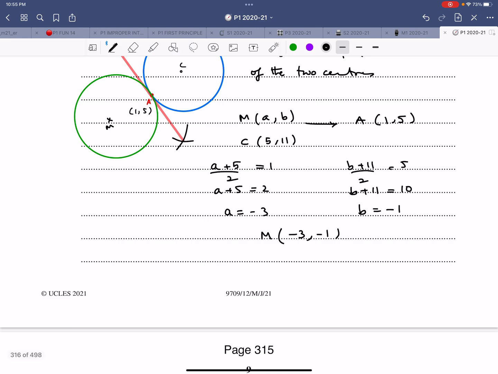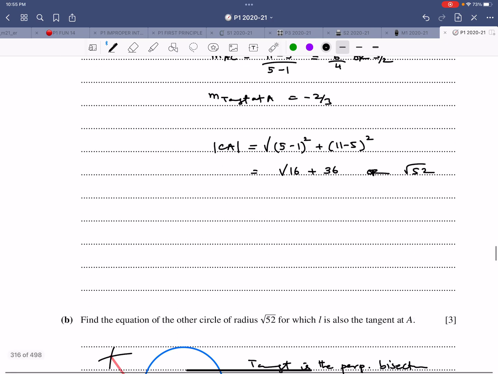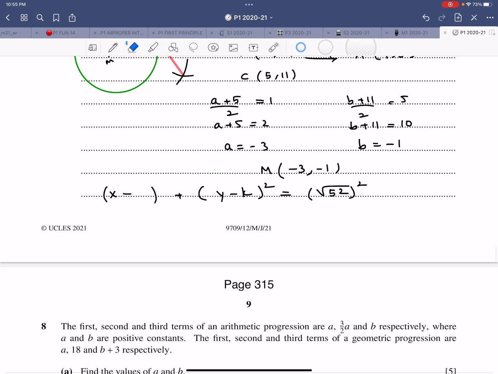Are they asking us the equation? Yes, they are. They have the same radius. So therefore (x minus h) whole squared plus (y minus k) whole squared is equal to r squared. So r is root 52 and that's the radius. I'm just double checking. And this thing is squared. And what is h and k? So x minus minus 3, that would become x plus 3. And similarly b is negative 1, so minus minus, therefore this one will become plus 1, and that is the equation of the circle.